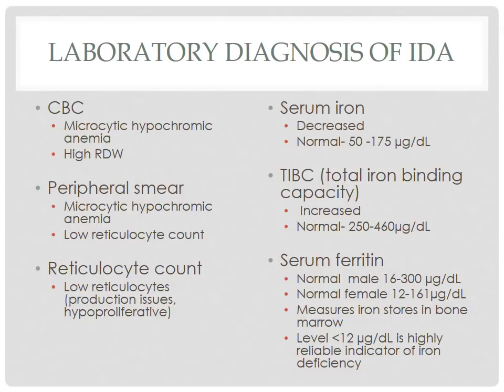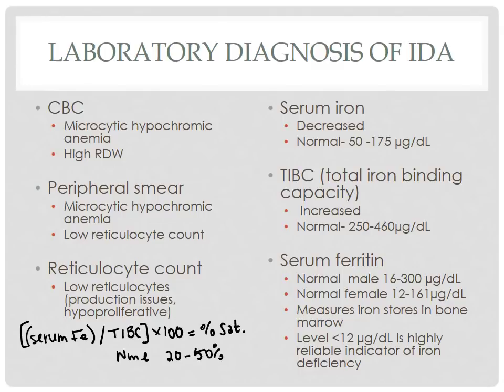You can use the results of your serum iron and your total iron binding capacity to calculate a percent saturation. I'll write it down here for you. So you're going to have your serum iron, and that's going to be divided by the total iron binding capacity. And then all of this will be multiplied by 100 to give you your percent saturation of iron. And the normal range for this will be about 20 to 50% saturation. So that's a helpful value to have to give you an idea of how well the treatment of the iron deficiency is going.